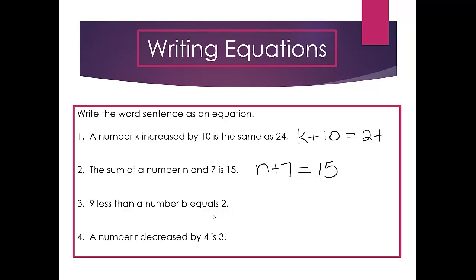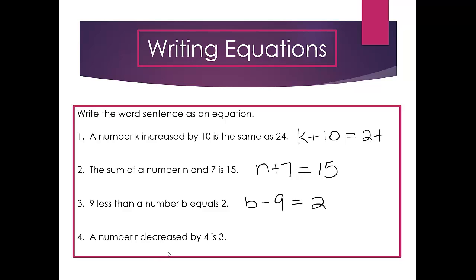Number 3, we have 9 less than a number b equals 2. Less than would be subtraction. We have 9 less than b, which means we start with b and we subtract 9. So again that was b minus 9. That equals 2. So b minus 9 equals 2.